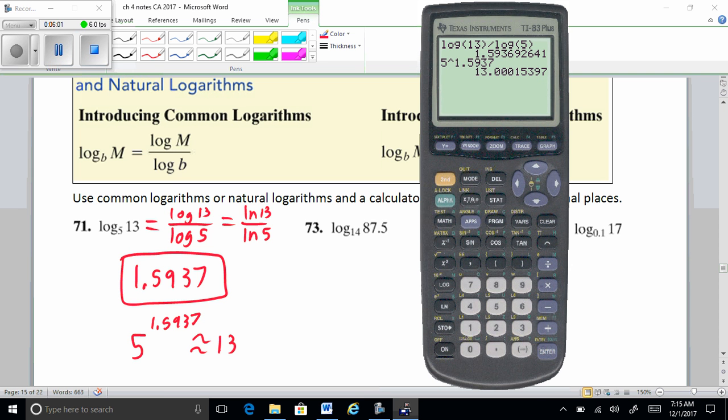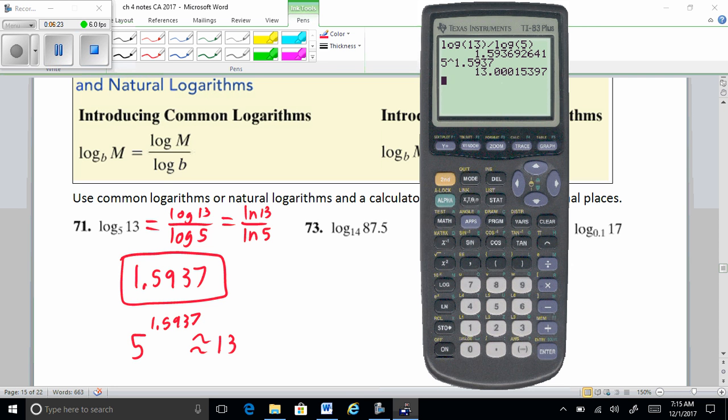It was a little over 13 because I rounded, so it's an estimation. But that's what the calculator is doing for us. It's solving exponents, and that's what logs are all about: solving for exponents.